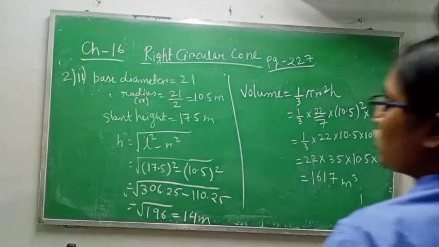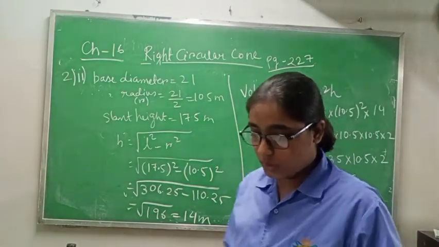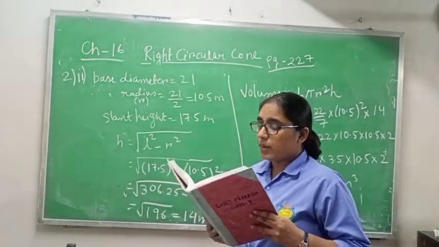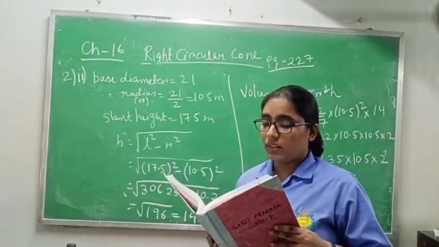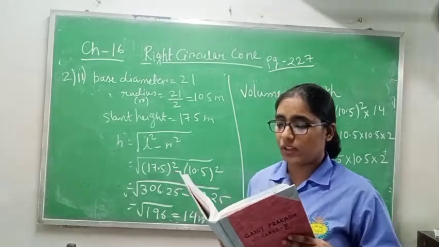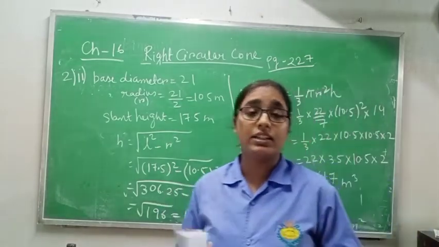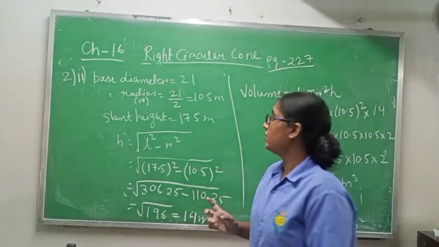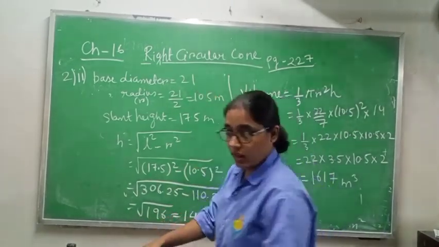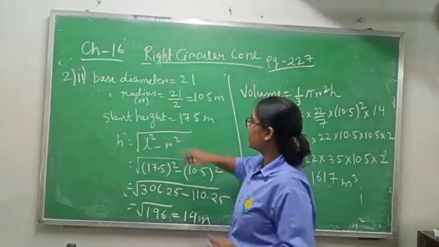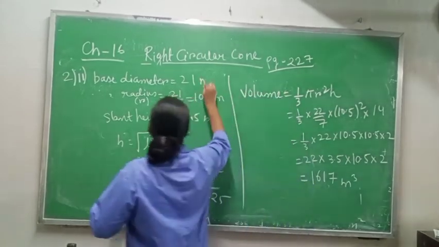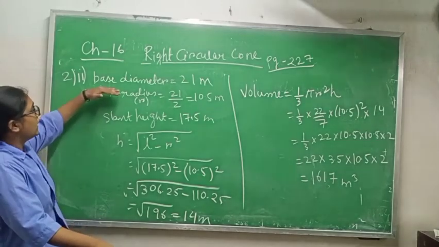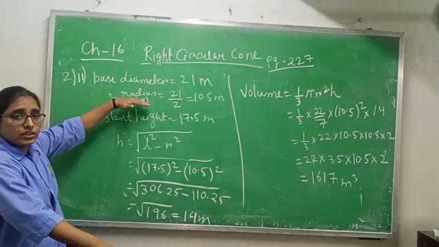Class 10 C question number 2. 2.1 you will do as homework. 2.2 I am doing. Let us determine the volume of a cone when the length of base diameter is 21 meter and slant height is 17.5 meter. Means diameter is given as 21 meter and slant height is given as 17.5 meter. Okay.